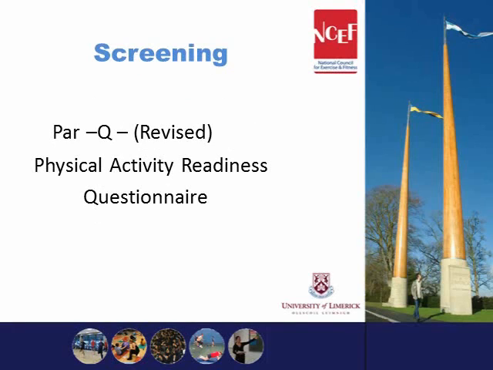So we're looking at screening. A PAR-Q revised actually, so you might see it as a PAR-Q-R. That is a physical activity readiness questionnaire. And this type of questionnaire is the most commonly used form for getting information from your participant. There are many to choose from, the ACSM, ACE, Canadian Air Force, etc.